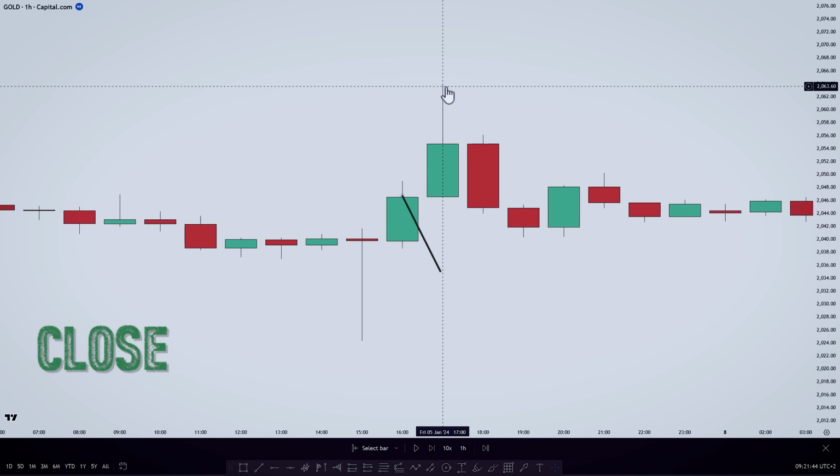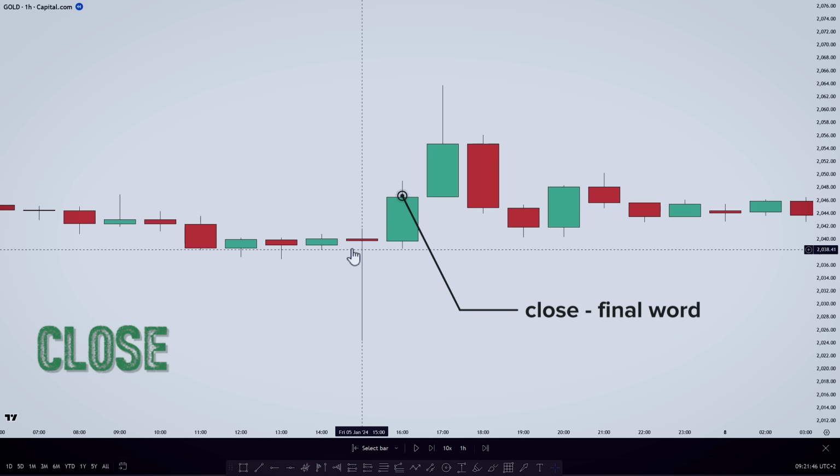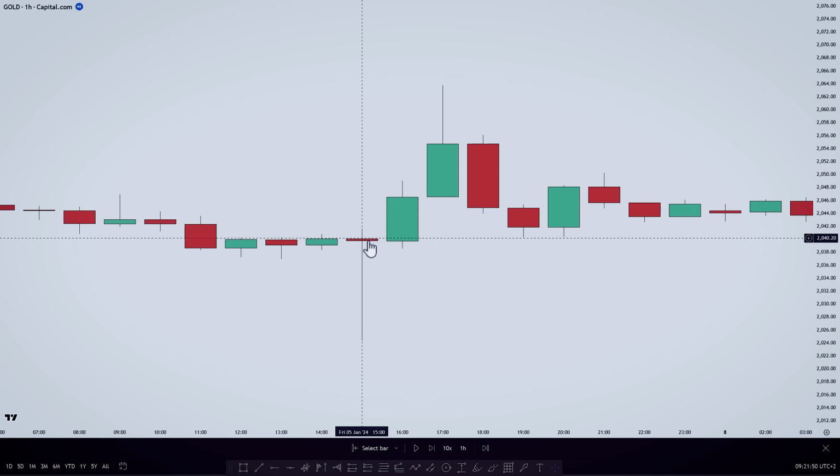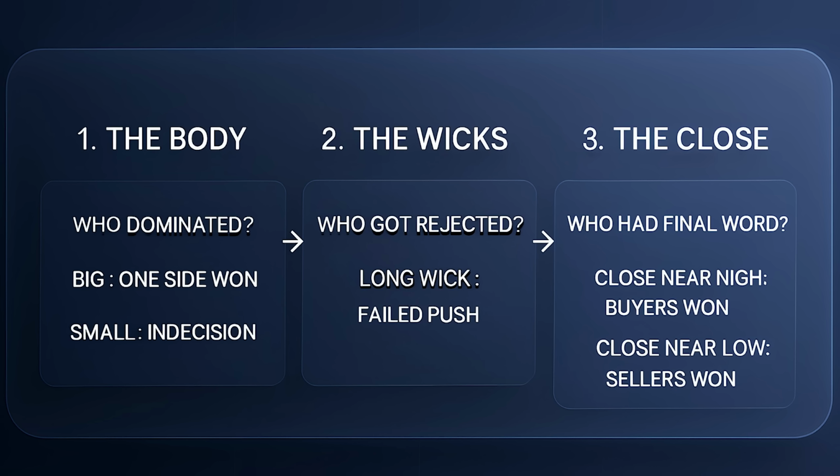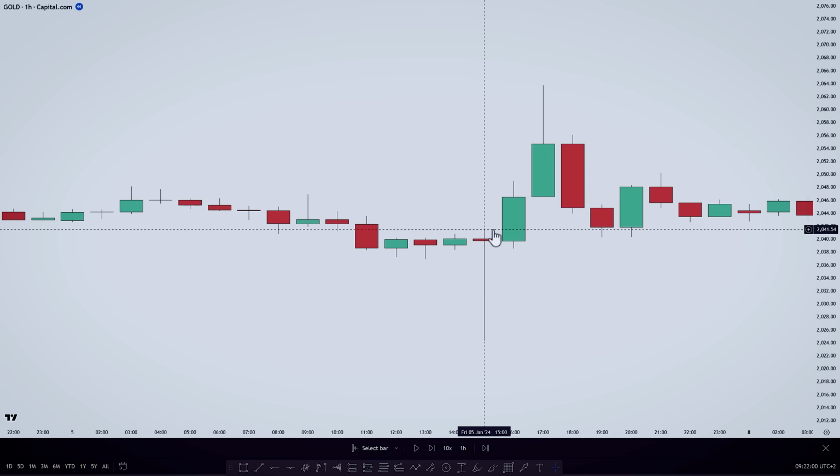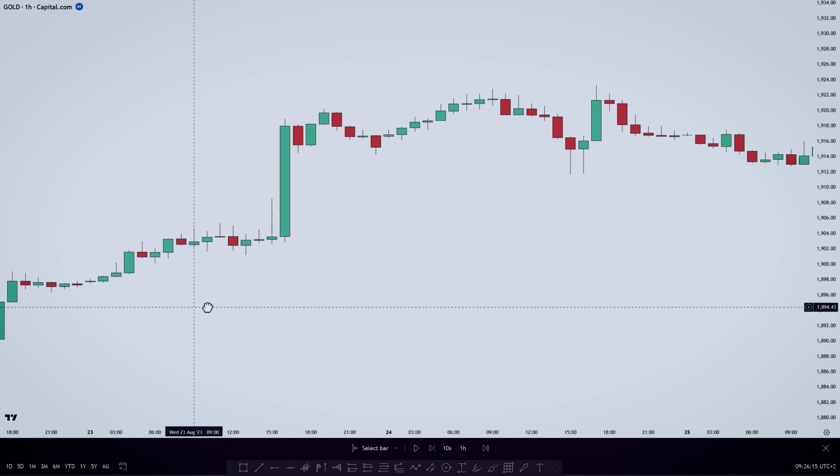The close tells you who had the final word. Even if there's a long wick, if the candle closes near the high, buyers won. I don't need to know the pattern's name. If I see a small body with a massive lower wick, I know the story. Sellers attacked, they failed, and buyers took control. That's bullish.